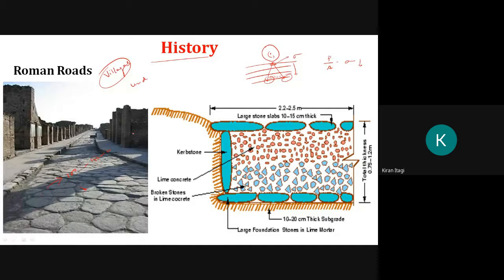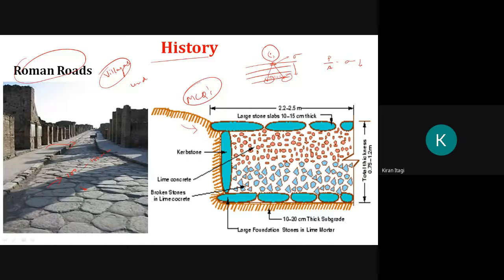But our ancestors, in the olden days, the people did not know about roads and so on. So our roads were like this. We will talk about them one by one. That is Roman roads. Here we have some MCQ questions. Just keep them in mind.